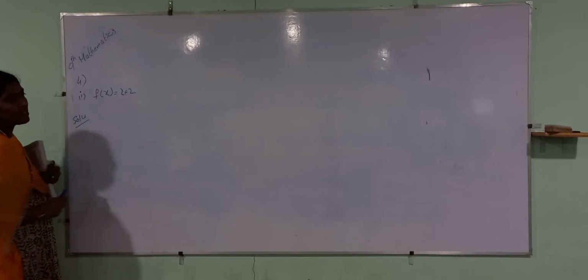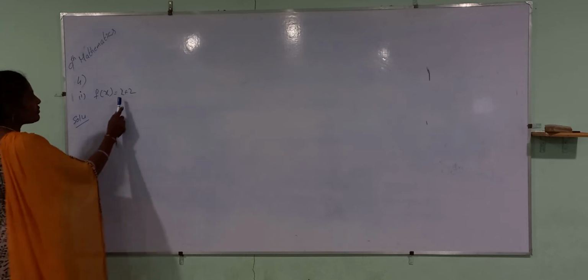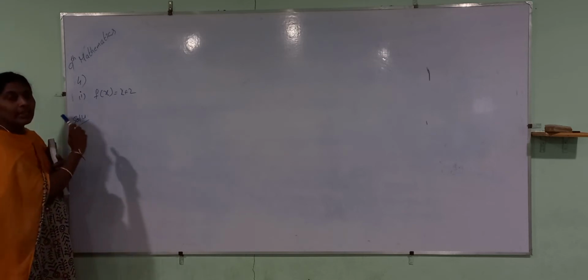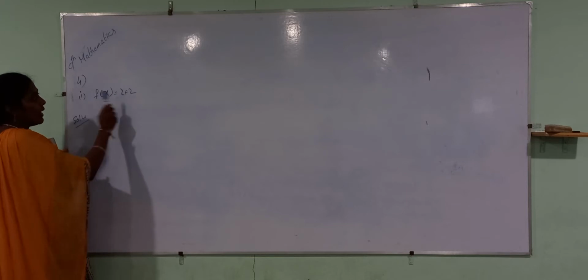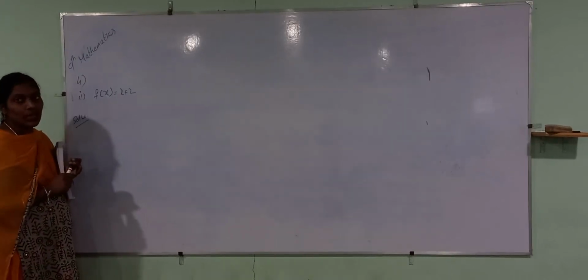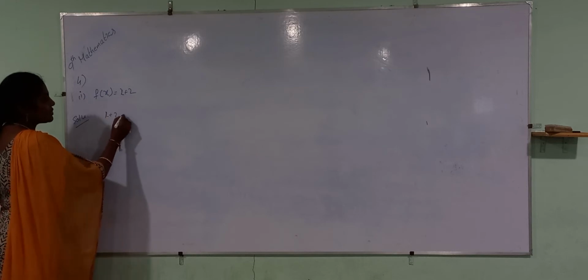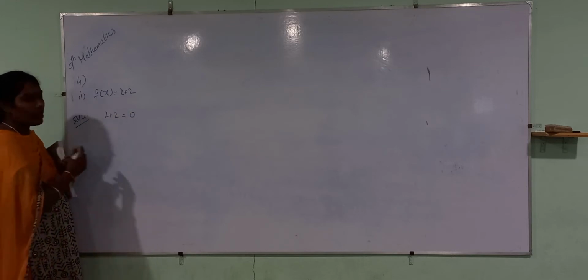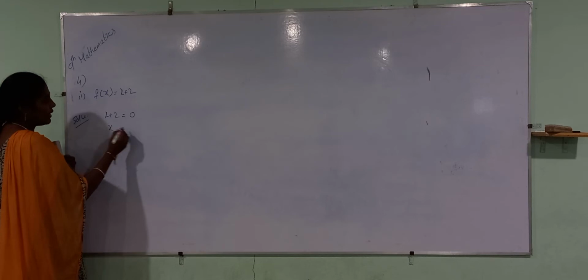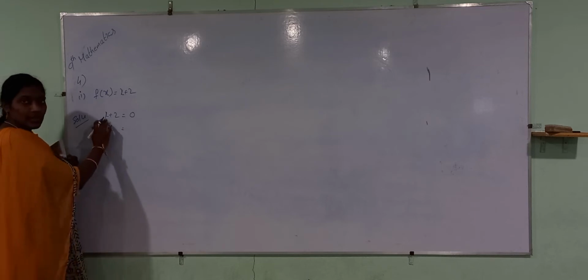f of x is equal to x plus 2. So which value do we substitute here so that we get 0? To find that, first equate x plus 2 to 0, and here x is adding with 2.